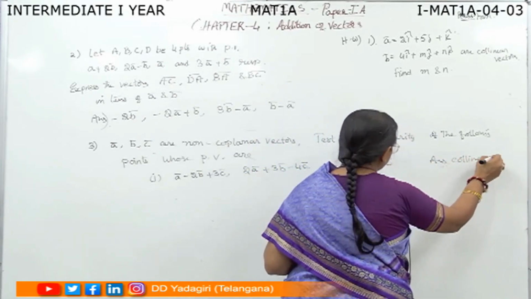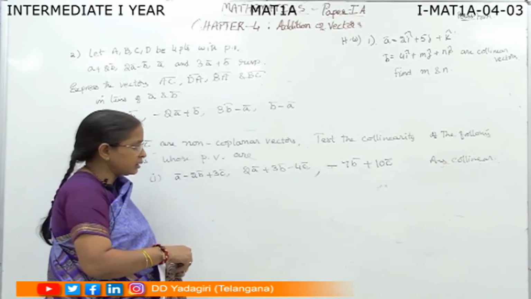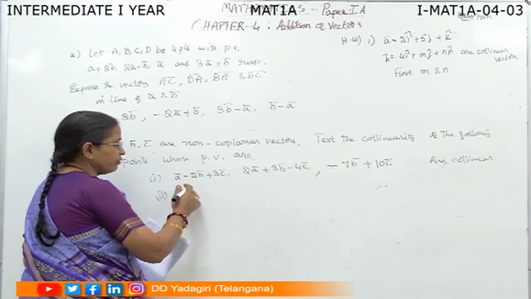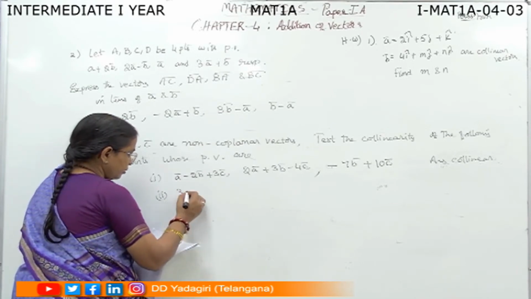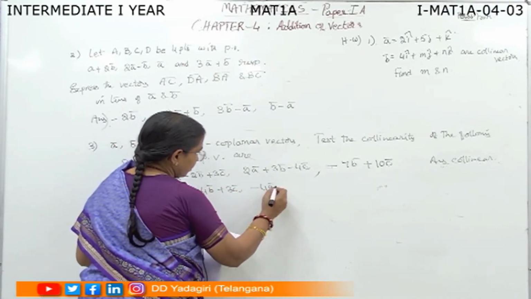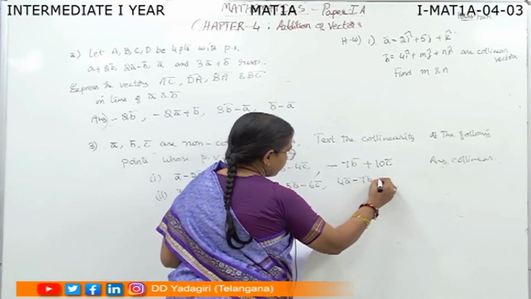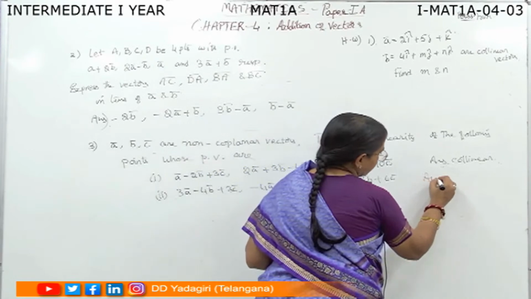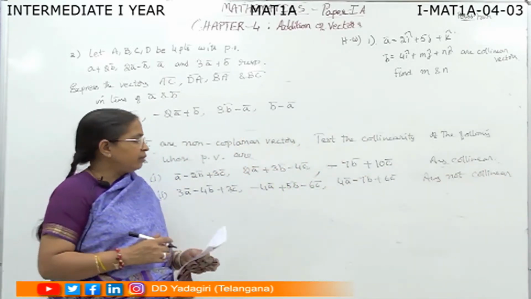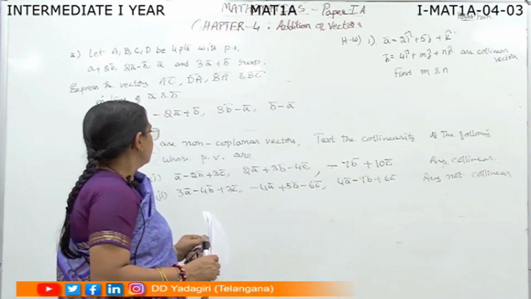They will be collinear. So what is the procedure? First you will find out this is OA, OB, OC. Then you convert them to two vectors AB and AC. Then you see AB is equal to lambda times AC, or else the coefficients will be proportional. Any method you can use. Next: 3A minus 4B plus 3C, and then minus 4A plus 5B minus 6C, then 4A minus 7B plus 6C. So here you will get not collinear. That means they are not proportional. When you solve the problem, you will get a1 by b1 not equal to a2 by b2 like that. So we can complete this next.